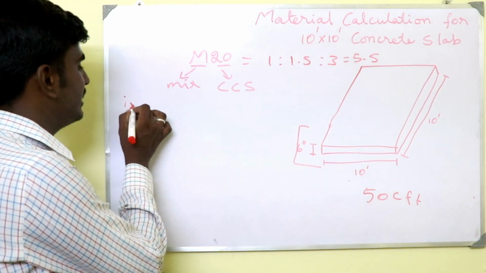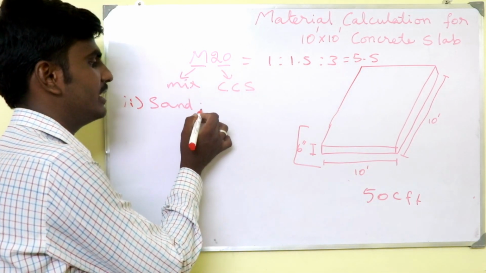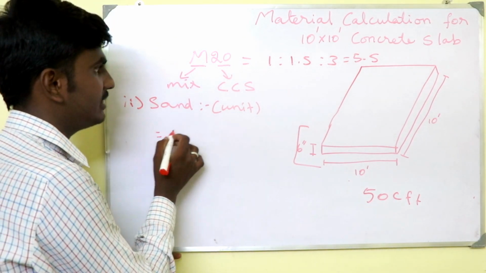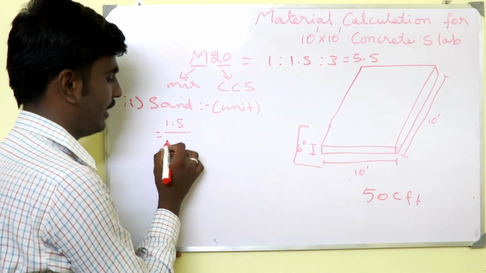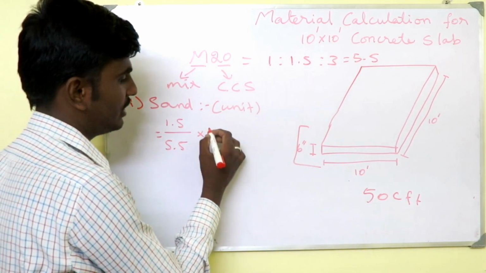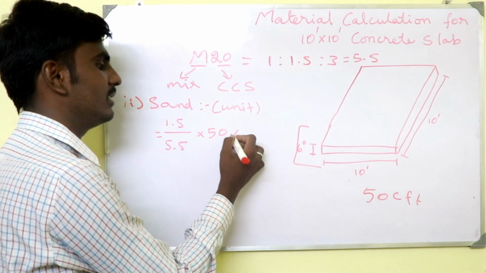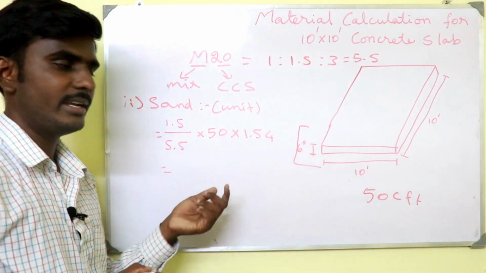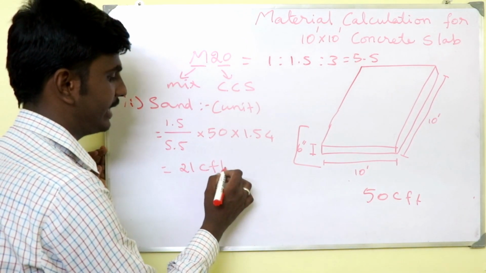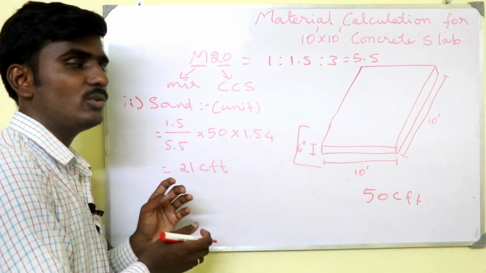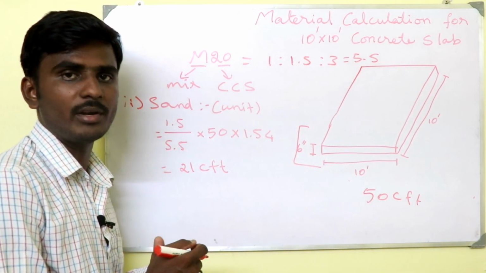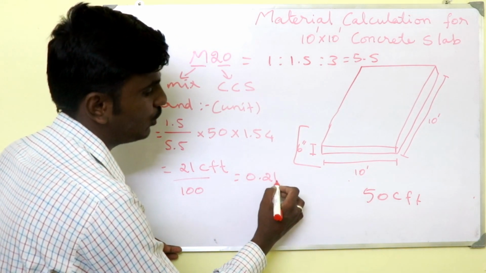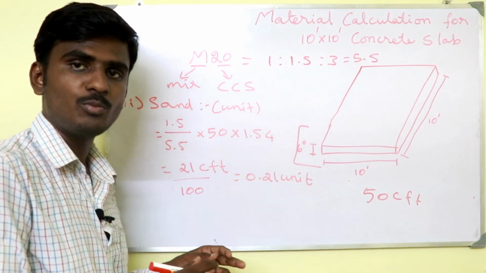The second thing is sand. Sand may be river sand or M sand, it may be anything. Sand is sold in units. For sand, the part is 1.5 parts among 5.5 parts. The volume is 50 cubic feet, and the wet volume factor is 1.54. So we get 21 cubic feet of sand required. I already told you 100 CFT is equal to 1 unit, so dividing 21 by 100, we get 0.21 unit of sand required to make a 10 feet by 10 feet concrete slab.